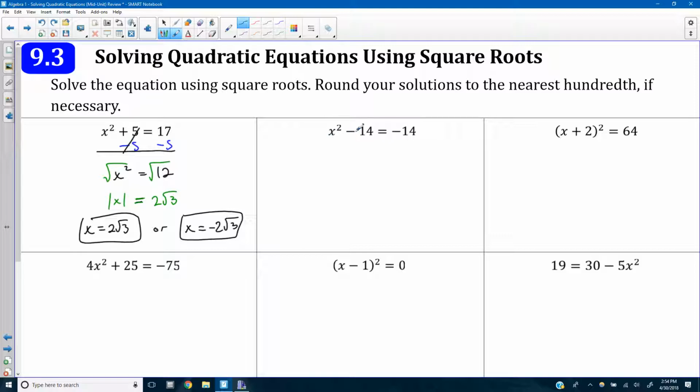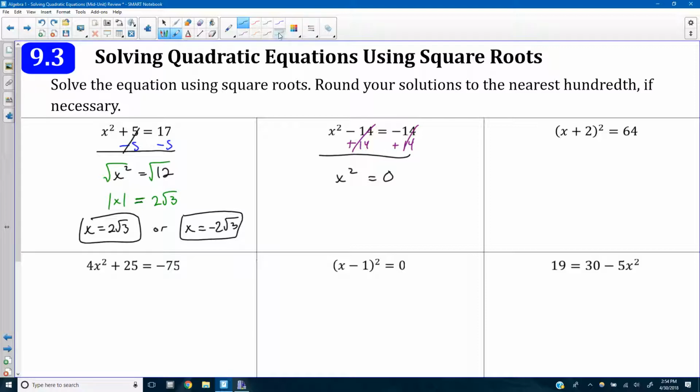Okay, this next problem here, x squared minus 14 equals negative 14. Same kind of idea as the last problem here. I'm going to add 14 to both sides to isolate my x squared. But you see here, they both cancel out. So I'm going to get x squared equals 0. So what times itself gives you 0? Well, the only possible case here is 0.